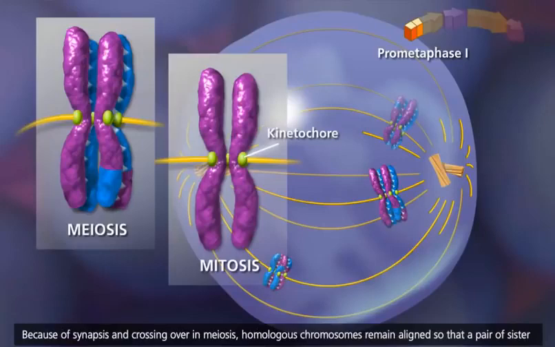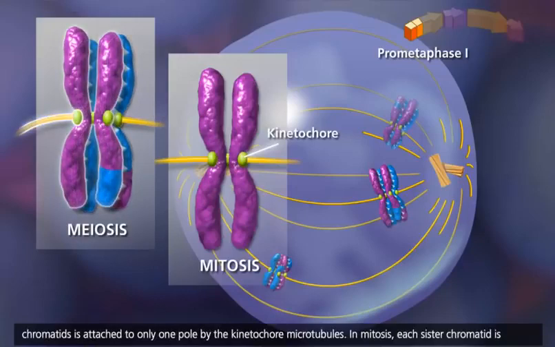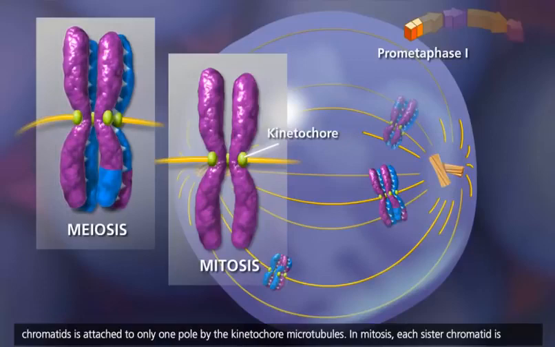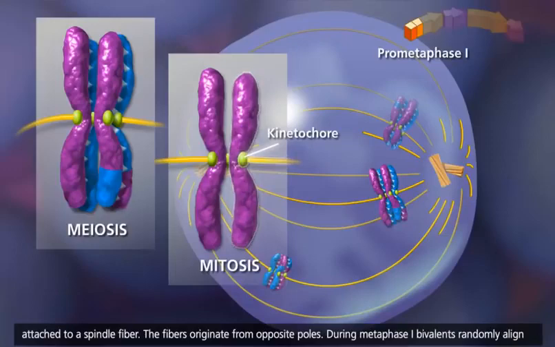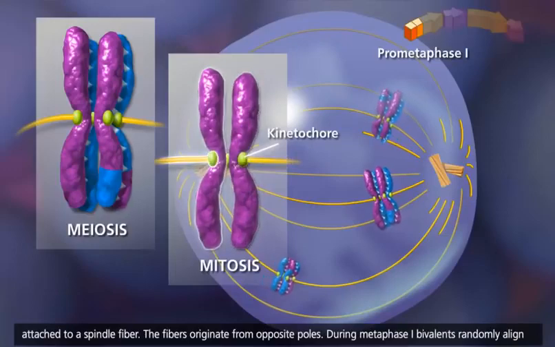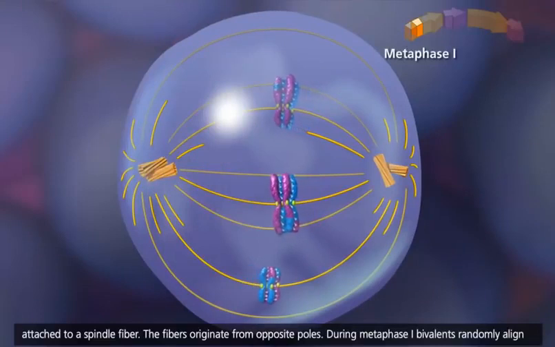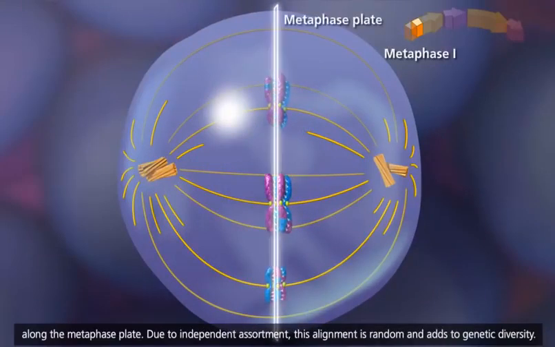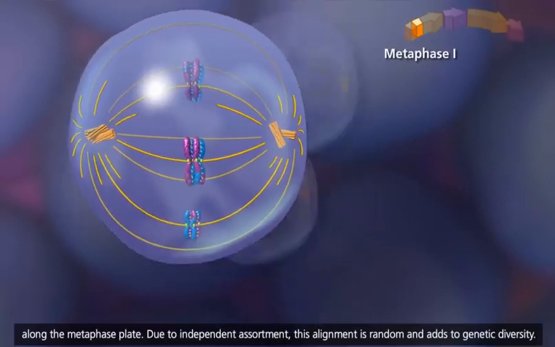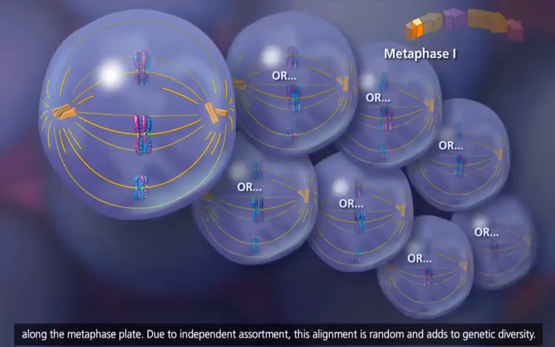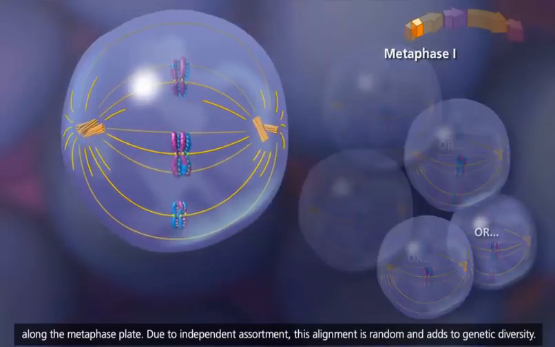Because of synapsis and crossing over in meiosis, homologous chromosomes remain aligned, so that a pair of sister chromatids is attached to only one pole by the kinetochore microtubules. In mitosis, each sister chromatid is attached to a spindle fiber. The fibers originate from opposite poles. During metaphase I, bivalents randomly align along the metaphase plate. Due to independent assortment, this alignment is random and adds to genetic diversity.